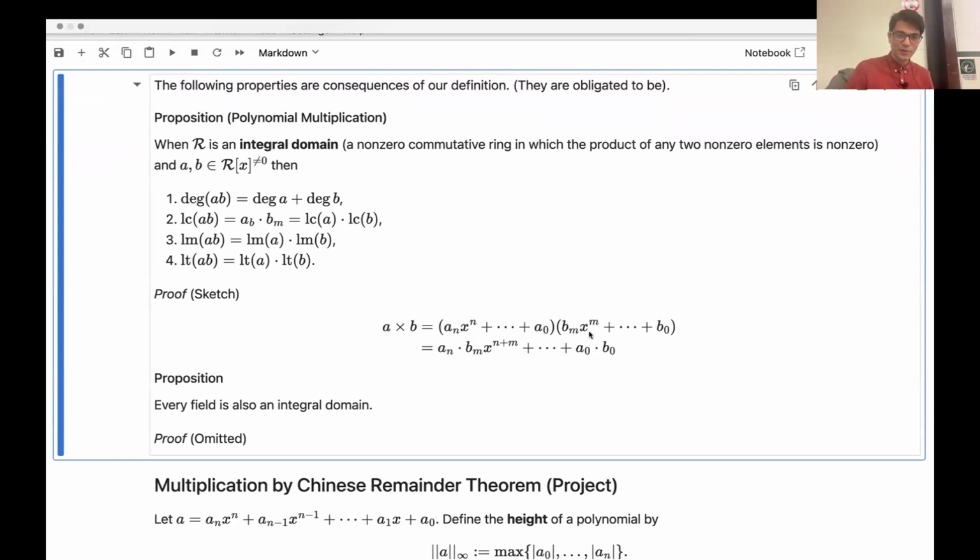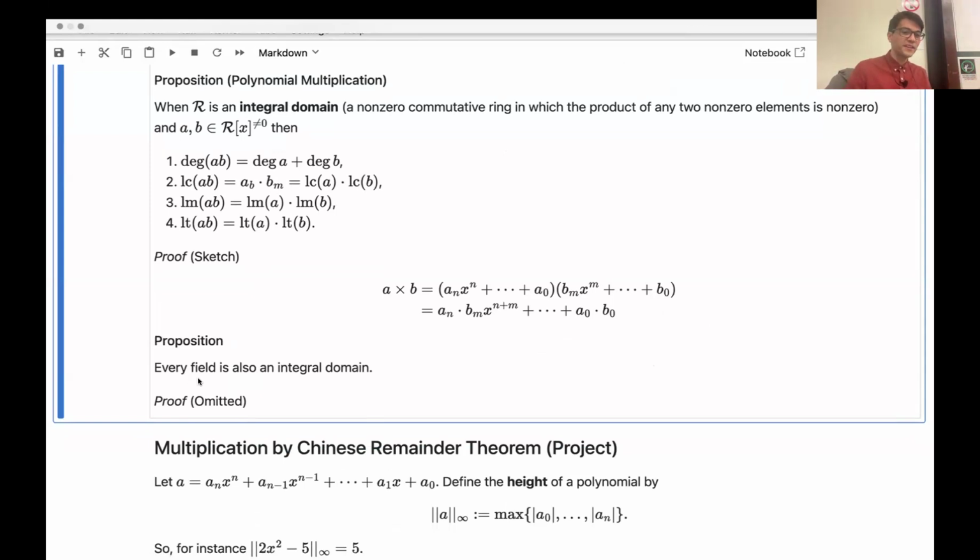Because this will multiply by this, and that's going to be the only term of degree n plus n. And then we're going to multiply A naught by B naught, and that will be the only term of degree 0, or the smallest degree, right? This still holds even if that isn't the constant one, okay? So every field is also an integral domain. This is going to be an important fact later. I'm not going to prove it, but it's provable.